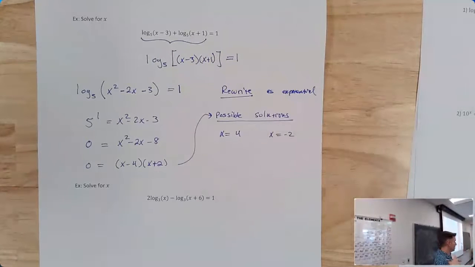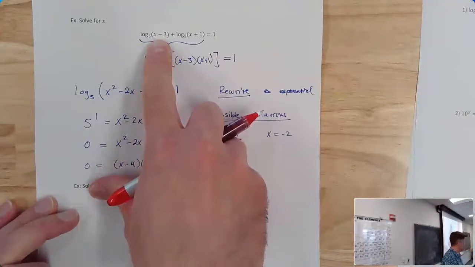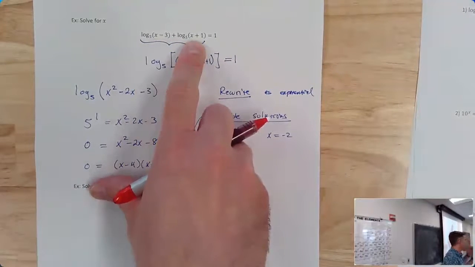One of them might be a solution, or neither of them might be solutions, because they might not be in the domain of the original expression. Because we said last time, I know we said it very briefly, but we did say at one time last class that you can only take a logarithm of a positive number. So let's ask ourselves, if we plug in x equal to 4, is 4 minus 3 positive? Cool. Is 4 plus 1 positive? Great, then it's good to go.